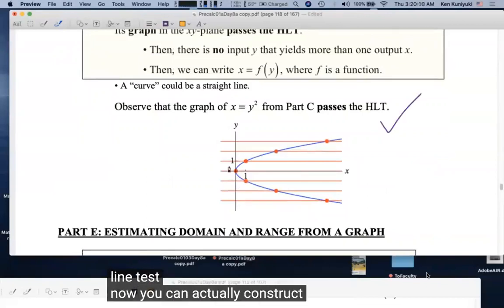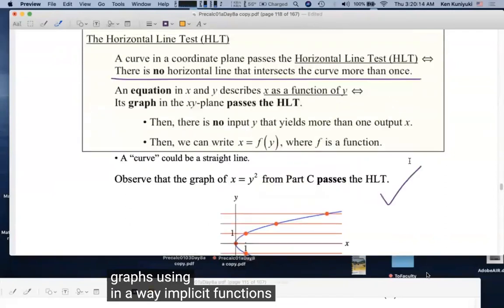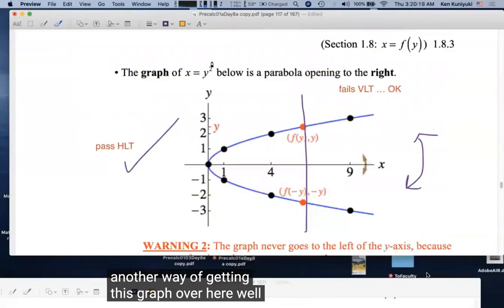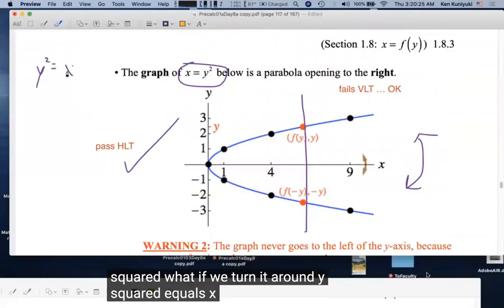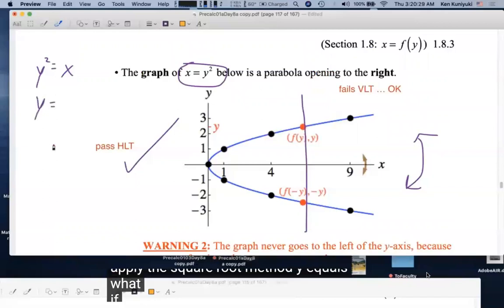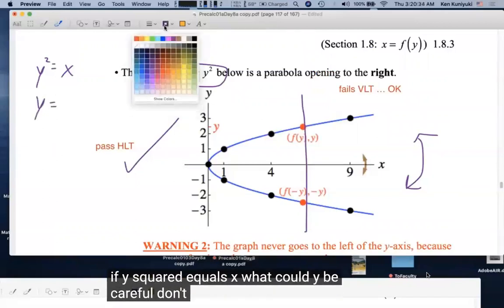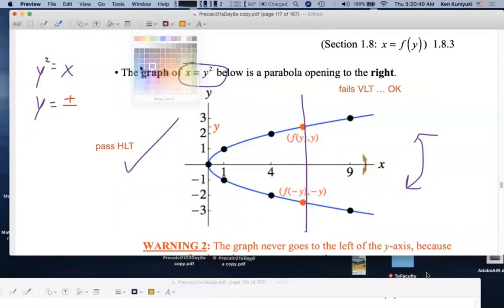Now, you can actually construct this graph using, in a way, implicit functions. So what's another way of getting this graph over here? Well, we have x equals y squared. What if we turn it around? y squared equals x. Apply the square root method, y equals what? If y squared equals x, what could y be? Careful, don't forget, plus or minus the square root of x.